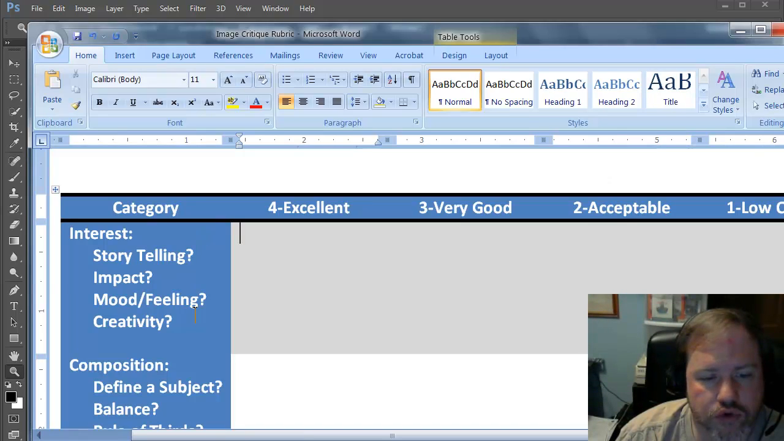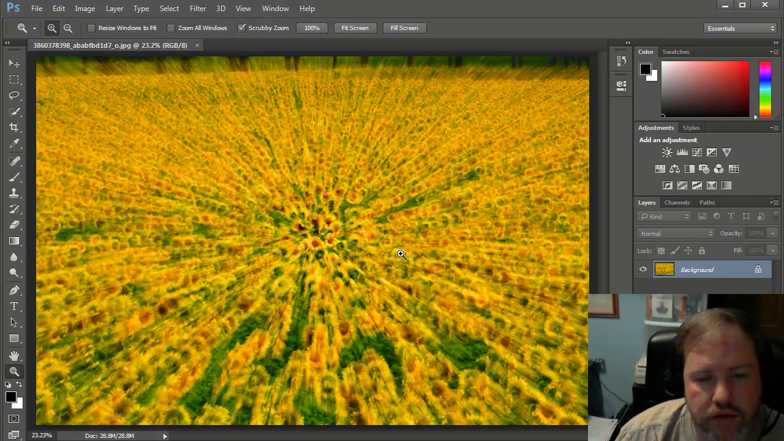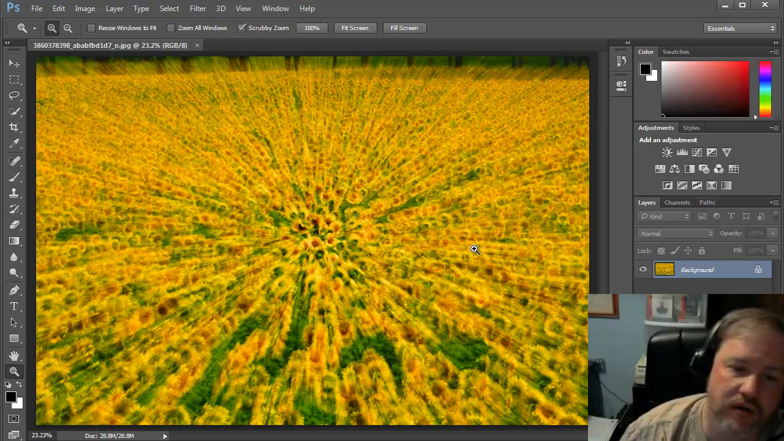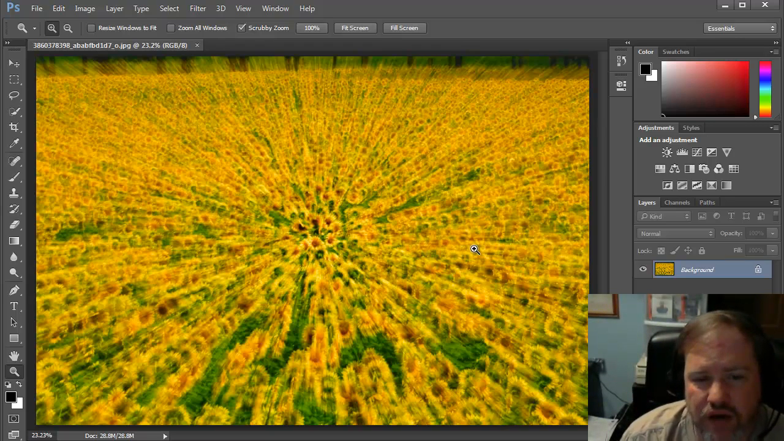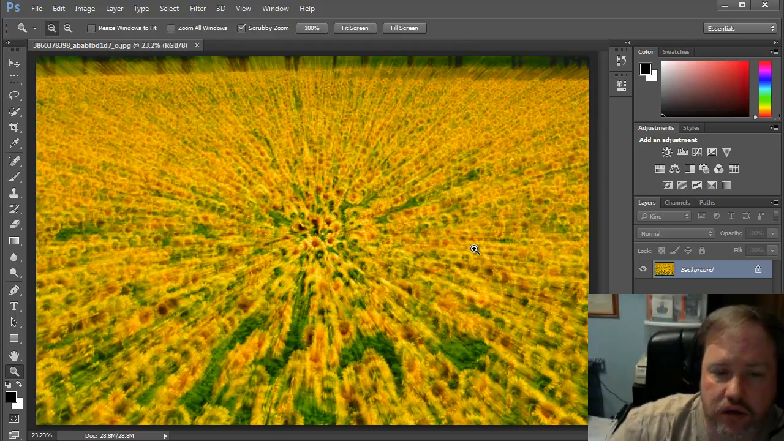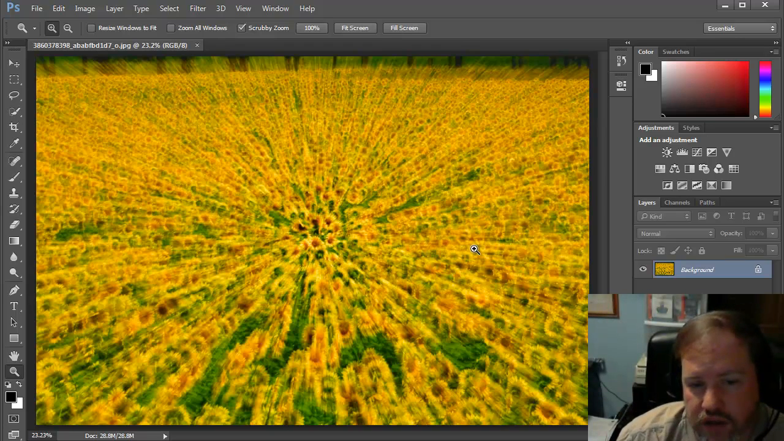Then we could look at mood or feeling. The blur effect, I don't know. Maybe it does give a mood or a feeling. I don't think quite so much. And then the last one, creativity. I think it definitely has creativity. So the photographer here must have used a slow shutter speed and moved the zoom while taking the exposure and created this sort of radial blur type of effect. And so I do think that it's a creative effect. It's not just a snapshot.